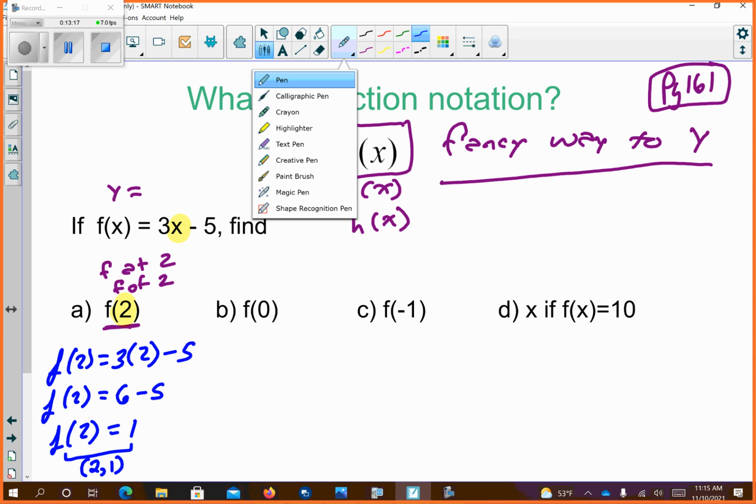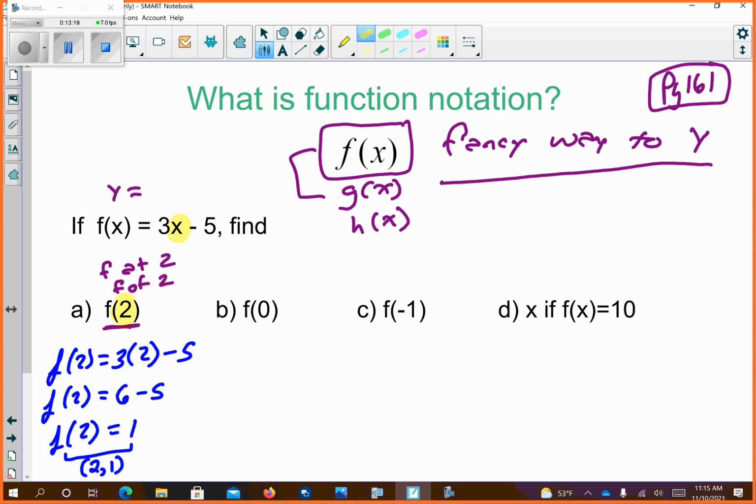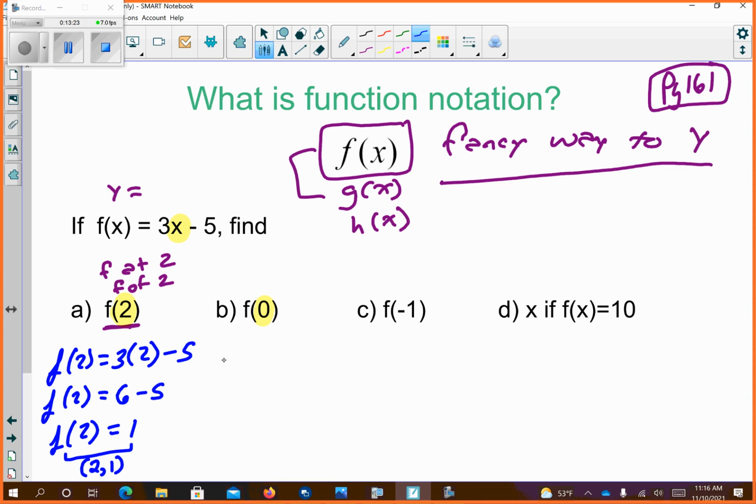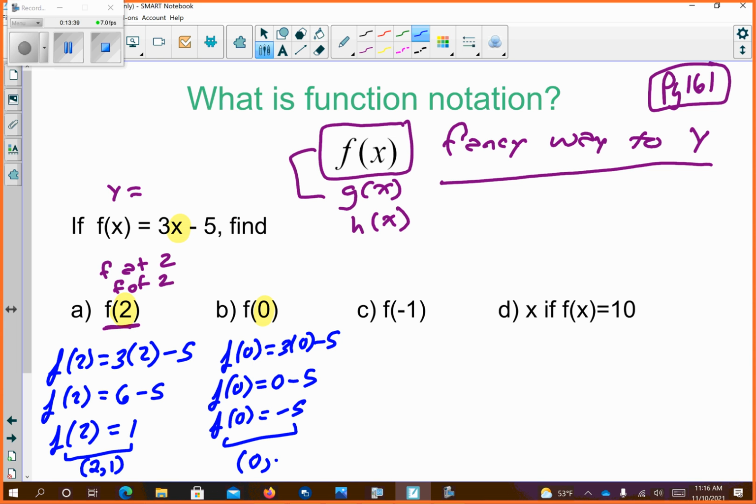So same thing on the second one. I'm going to plug this 0 in for x on the same equation. So I'm going to have f at 0 is equal to 3 times 0 minus 5. 3 times 0 is 0. And 0 subtract 5 is negative 5. So again, this yields me the point 0 comma negative 5 as a point if we were plotting it on a graph.